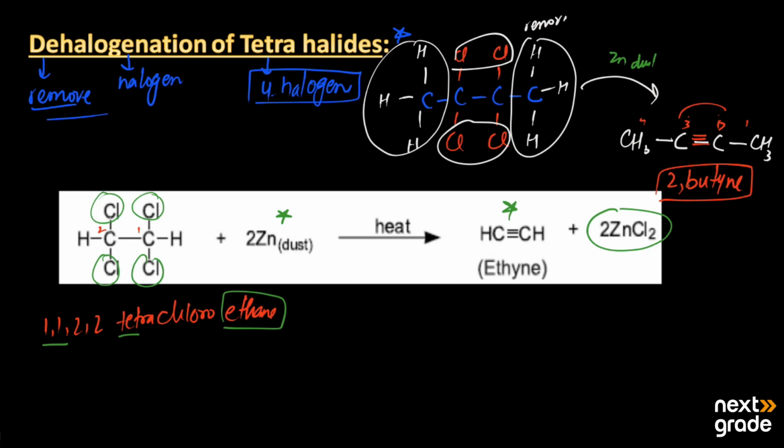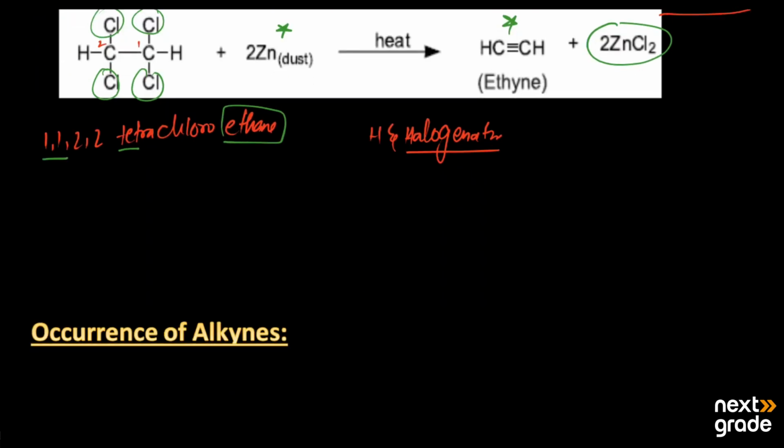So this is the simple method for the preparation of alkynes by dehalogenation or by dehydrohalogenation. Dehydrohalogenation means the removal of hydrogen and halogen. And simple dehalogenation is the removal of the halogen atoms from the carbon chain. I hope you understand, and if you have any queries, you may ask me in the comment section.